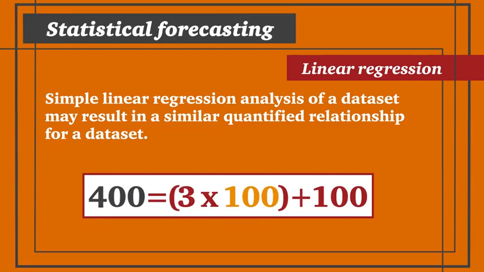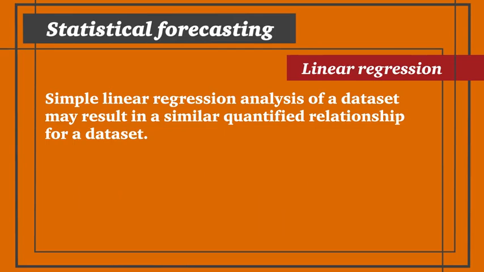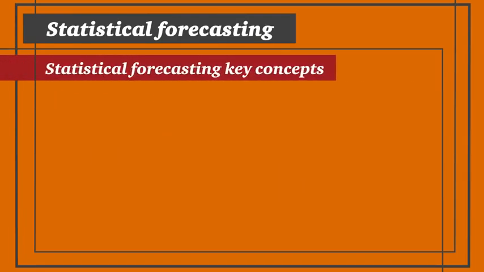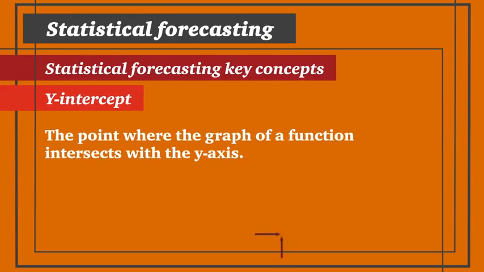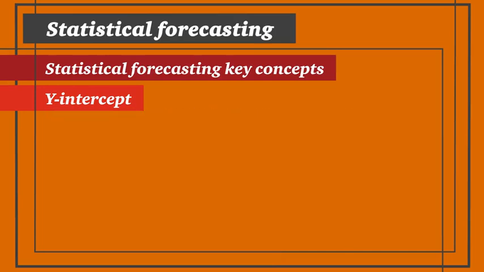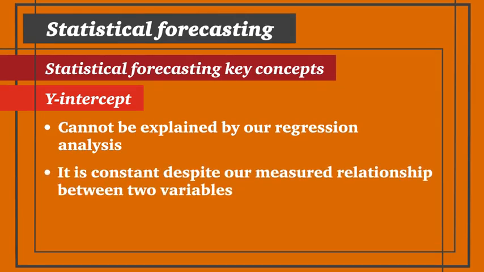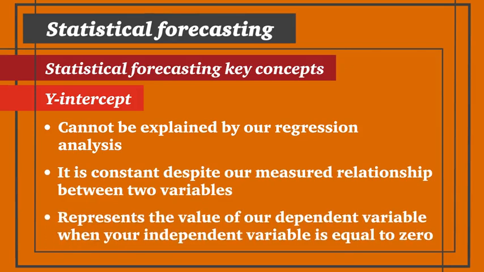We will explore regression analysis in a simplified example. First, though, we must develop a thesis or hypothesis for our forecasting relationship. A few additional statistical forecasting concepts that are important to understand include the y-intercept, which is the point where the graph of a function, or in this case, the graph of our relationship between our two variables, intersects the y-axis. This is the value which cannot be explained by our regression analysis, and is constant despite our measured relationship between two variables. This also represents the value of our dependent variable when your independent variable is equal to 0.